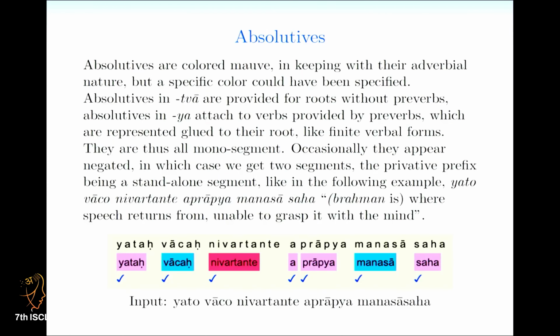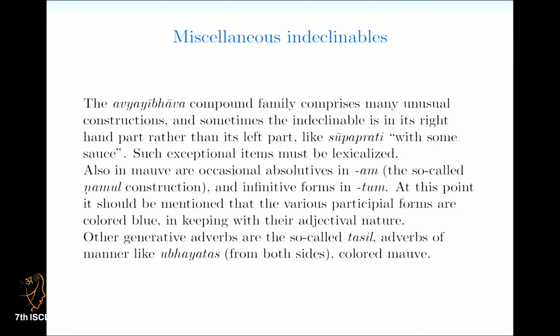And now absolutives. Absolutives are colored mauve, keeping with their adverbial nature. Let me skip this example. And this Avyayibhava compound family, some are very irregular. It's some kind of weird family. Like you have a supa prati with some sauce. Here the prati is on the right side rather than the left.